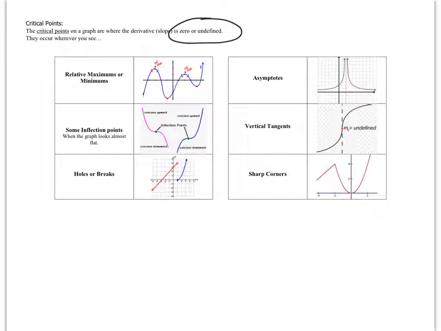If we have any holes or breaks, this derivative would be undefined right here. If I have an asymptote, again, the graph isn't continuous, so it would be undefined. If I have any vertical tangents, which is also sometimes called an inflection point, and any sharp corners or cusps. These are all the places that we would have a 0 or an undefined slope.